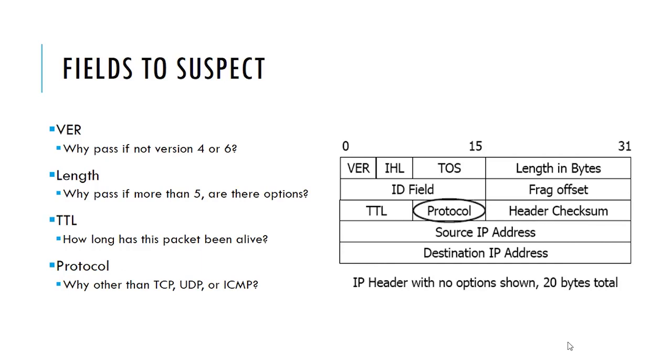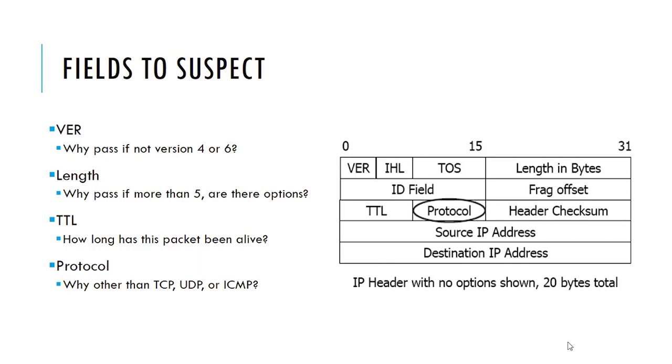If the length field is more than 5 and there are no options in this header, then this length field is not representing the actual size of this packet header, so it should be discarded. The TTL, the time to live, if it is something like 10 or less, then this packet has been passing for a long time over the internet. Why would you have such a packet on your network? It may be a lost packet. It has been alive for a long time over the internet without reaching the destination. Maybe it is malicious. Maybe it is an attack.